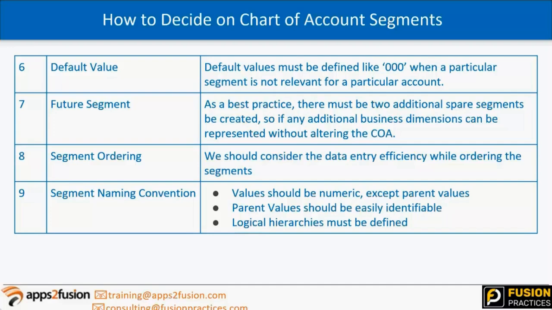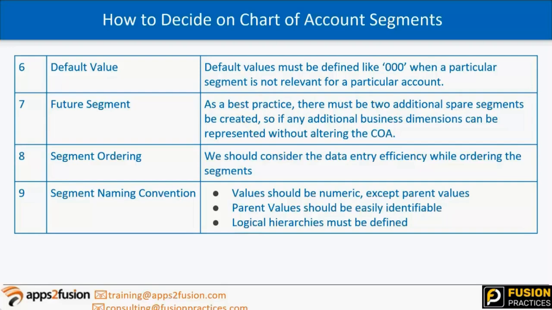Then we have the 8th point as segment ordering. We should consider this for data entry efficiency, because the segments that you create also have to be entered by the users when they do data entry, when they are entering invoices, when they are doing transactions. All those segments have to be filled up. So your data entry effort also increases if you have more segments. If you really don't need any additional segment, you should not create it just for the sake of creating it. Then segment ordering should be kept in mind for data entry efficiency.